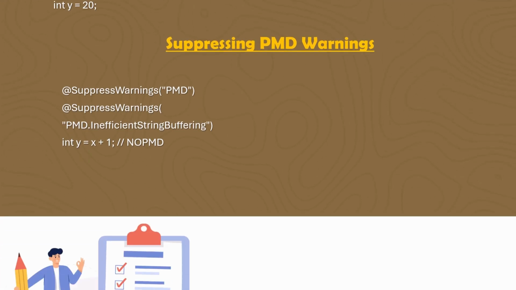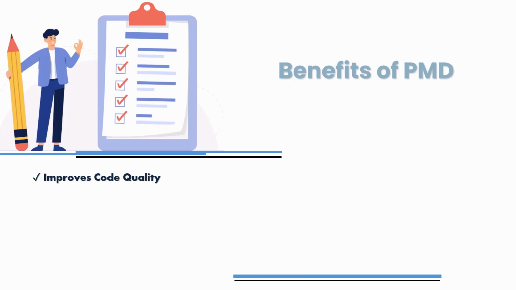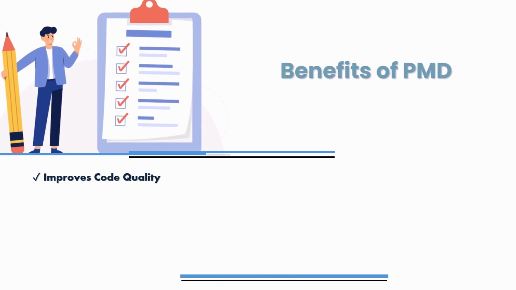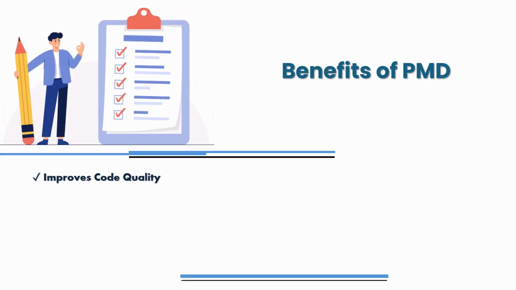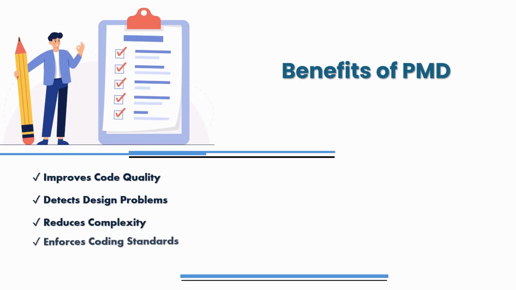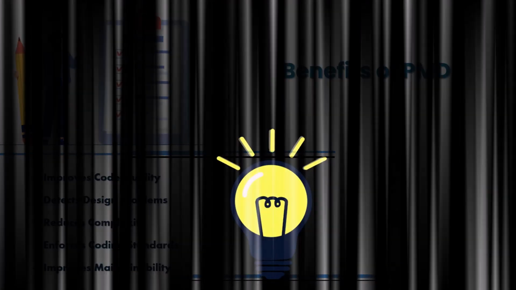So PMD is a powerful static analysis tool that complements SpotBugs by focusing on source code quality rather than runtime defects. It helps teams to enforce coding standards, reduce complexity, improve maintainability, and detect design issues early in development. When properly configured and tuned, PMD becomes an essential part of modern Java quality assurance processes.